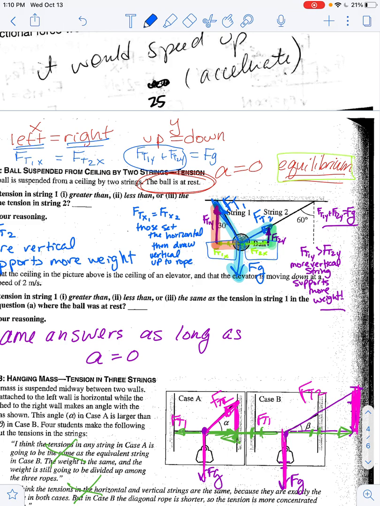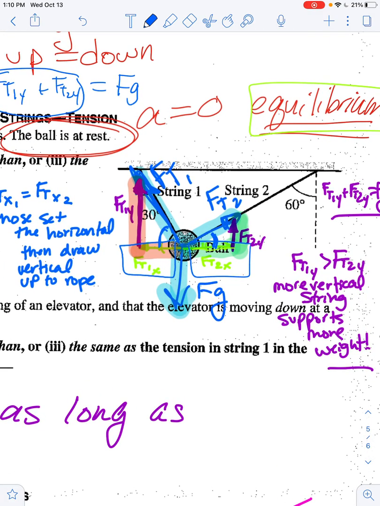In fact, those two forces are only equal to each other if the angle of the string is the same. We can see when we zoom in on this picture that these two angles are not the same, which means our y components will not be the same. They just have to add up to equal the force of gravity going down.